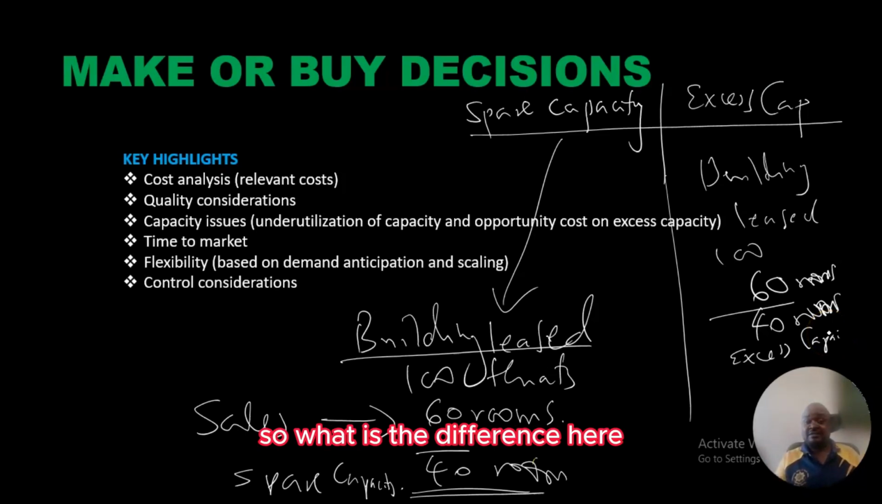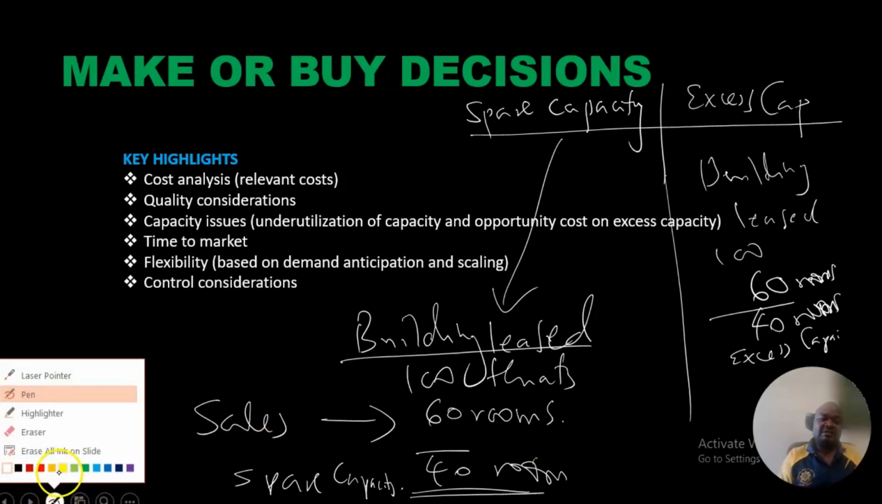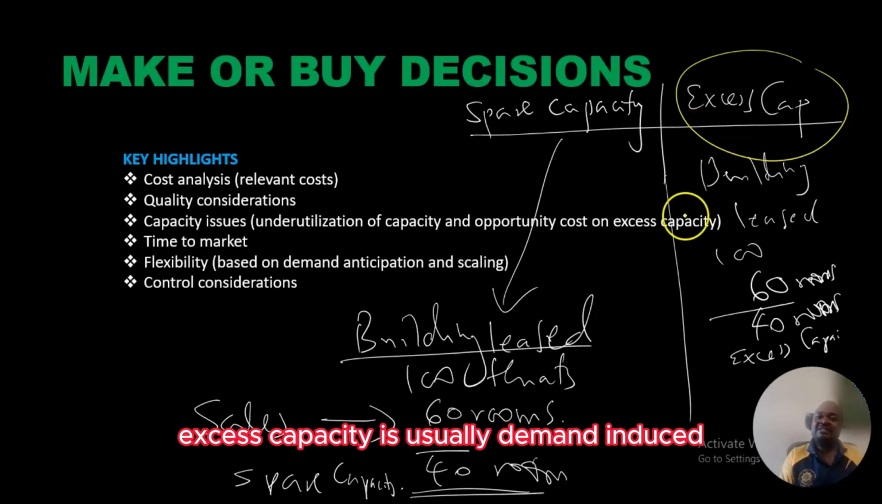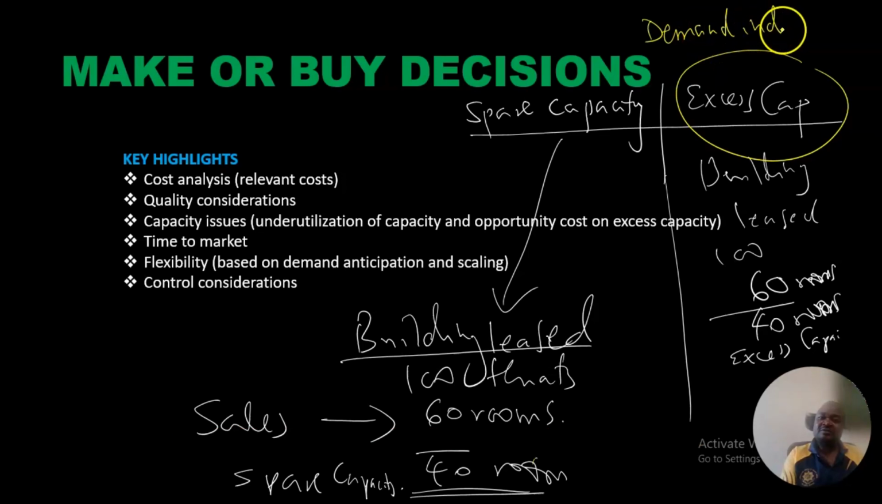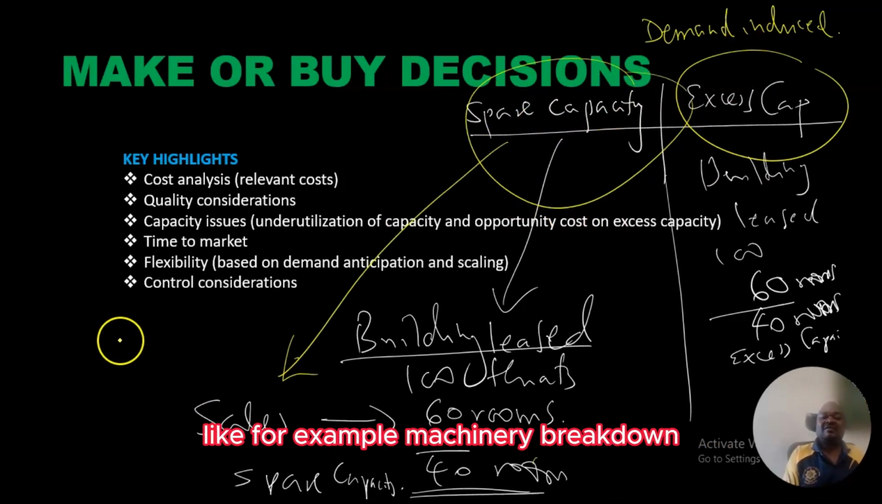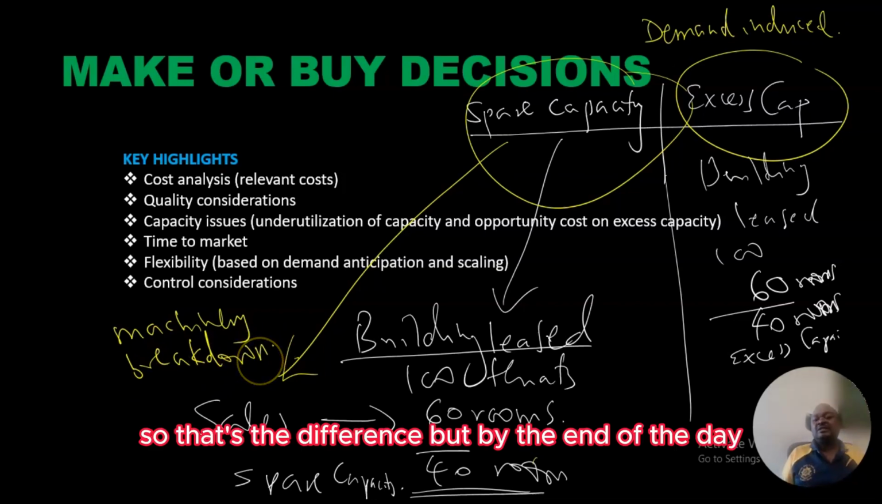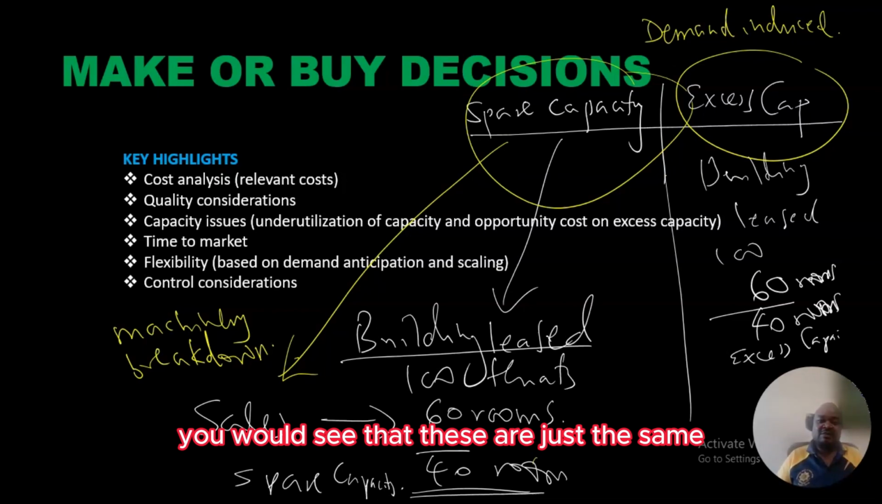So what is the difference here? The only difference is that in economics, excess capacity is usually demand induced, whereas spare capacity is usually linked to other factors, like, for example, machinery breakdown. So that's the difference. But by the end of the day, you would see that these are just the same concepts.